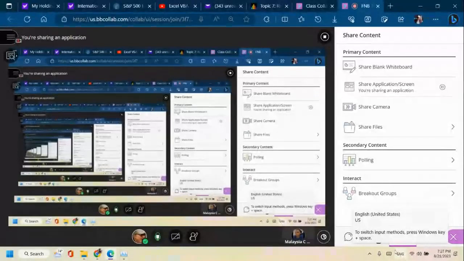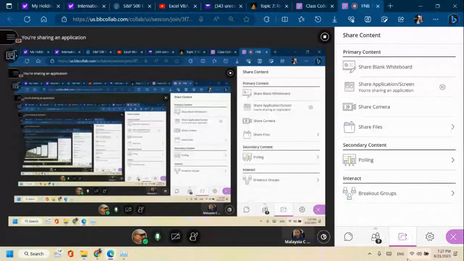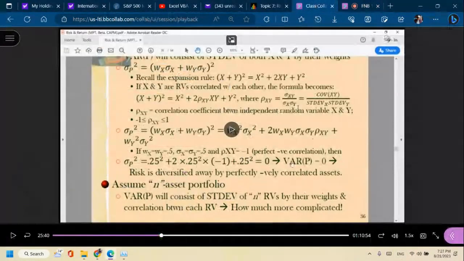All right, we're back. So let's continue with the discussion about the comparison between beta and rho. You saw that before, right? At the time, it was covariance between x and y, and standard deviation of x and standard deviation of y. Remember this, right? That's the correlation coefficient of x and y.